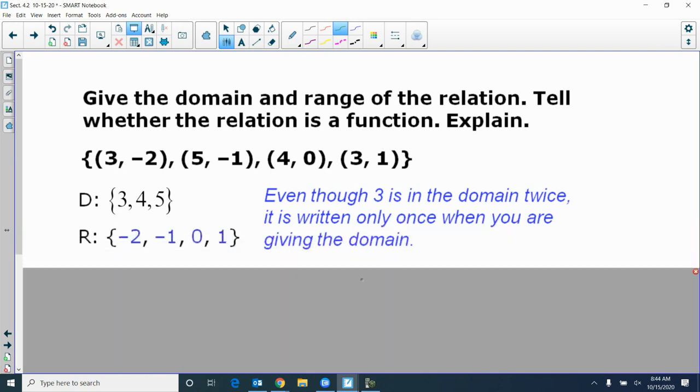Under range, it's -2, -1, 0, and 1. So list that under the range. All right, now we're adding an extra question that we didn't talk about yesterday. Is this a function? Look here.